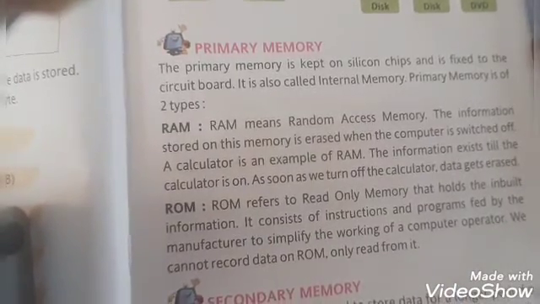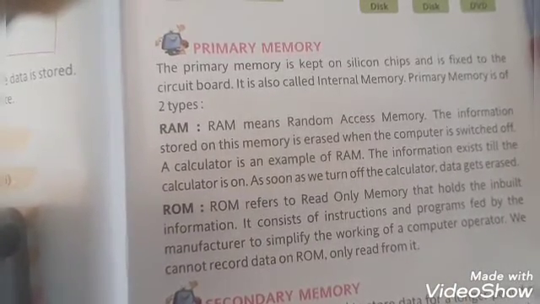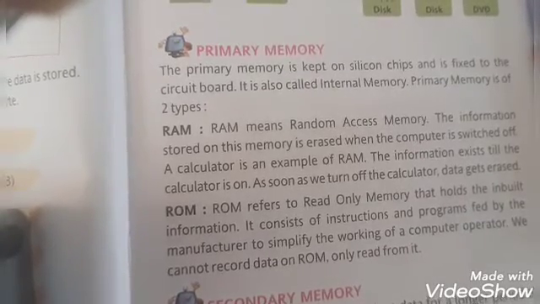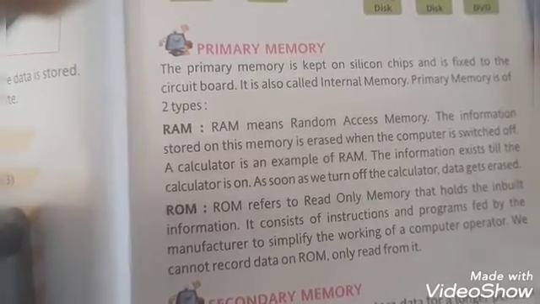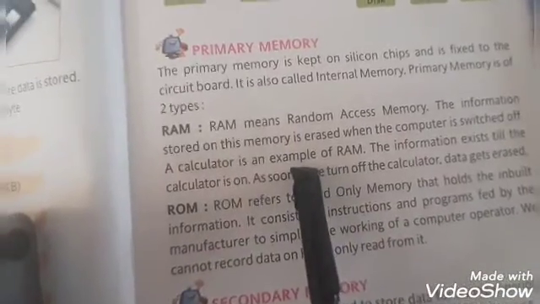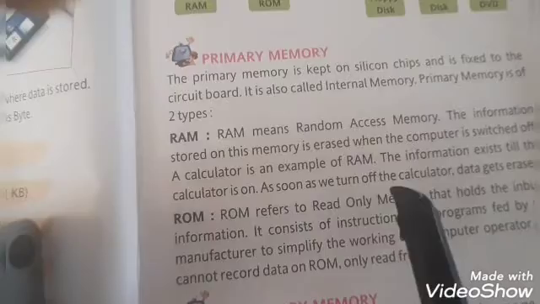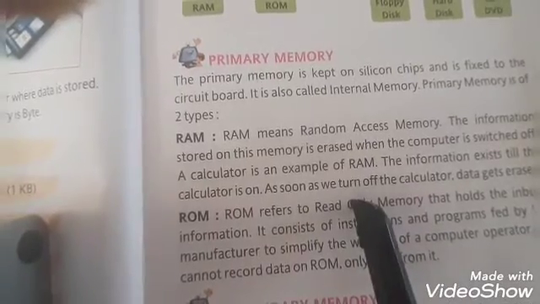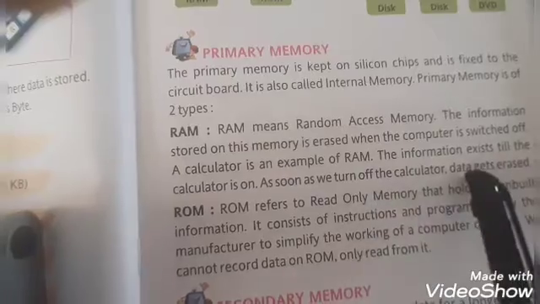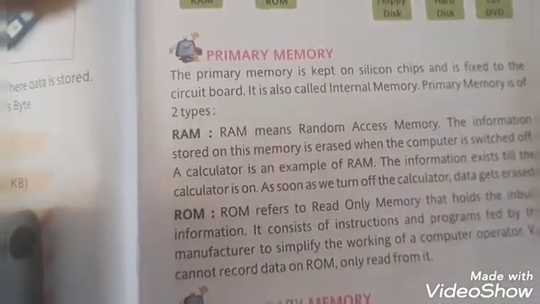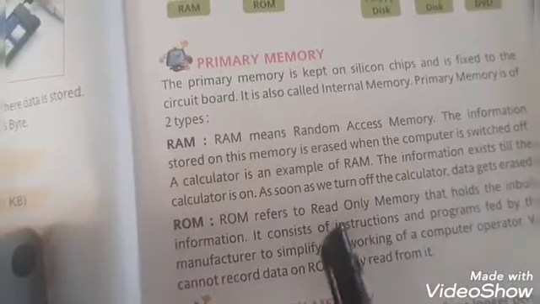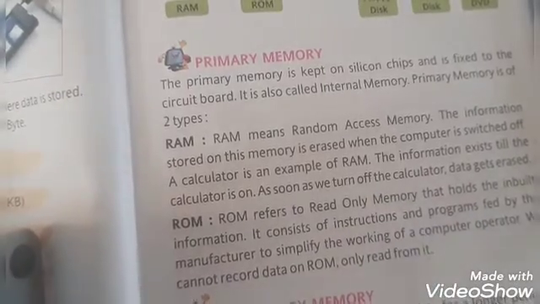Okay, and once the computer is switched off, or there is an electricity failure or anything of that sort, or it crashed down, that information will be lost. So we can say a simple calculator, not the mobile calculator, is an example of RAM. The information exists till the calculator is on, means as soon as we turn off the calculator, the data will get erased.